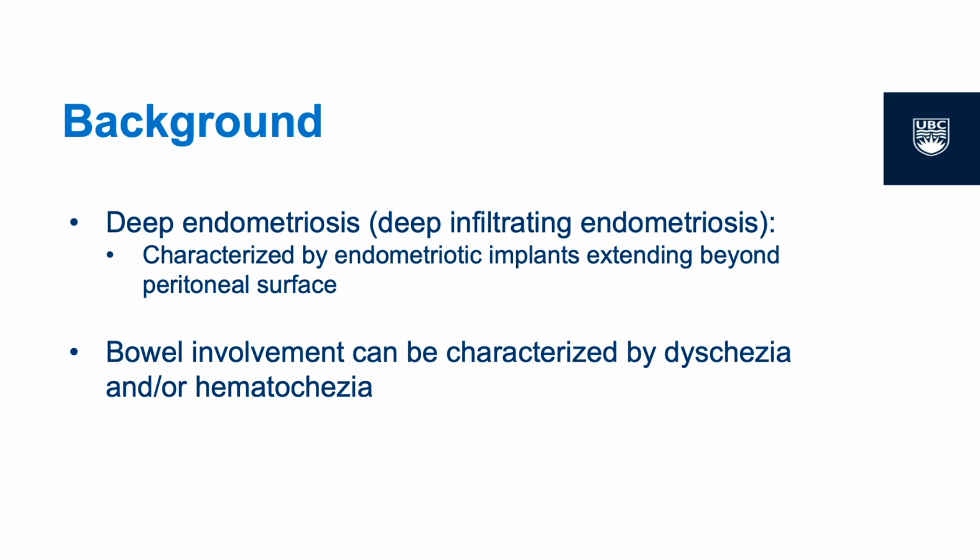Deep endometriosis, previously referred to as deep infiltrating endometriosis, is characterized by the extension of endometriotic implants beyond the peritoneal surface. At times, this can involve adjacent structures, such as the bowel, and can be associated with symptoms such as dyschezia and/or hematoschezia during menstruation.